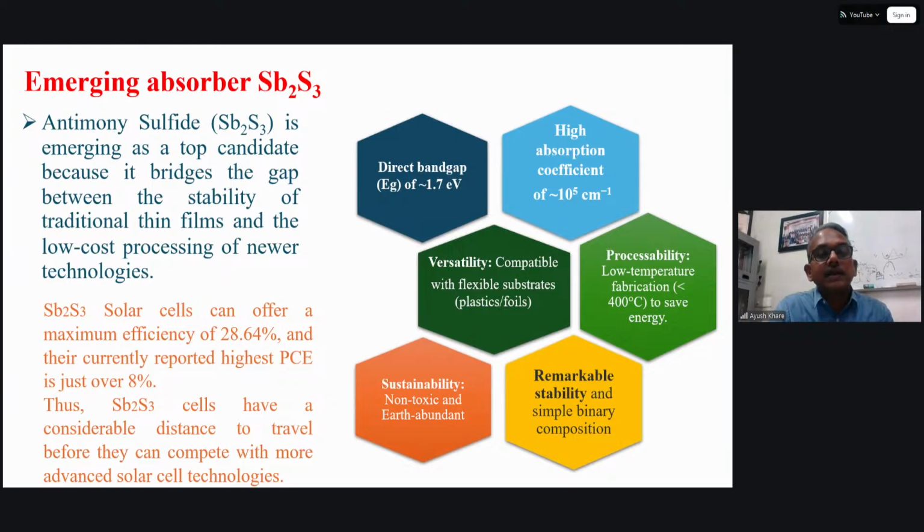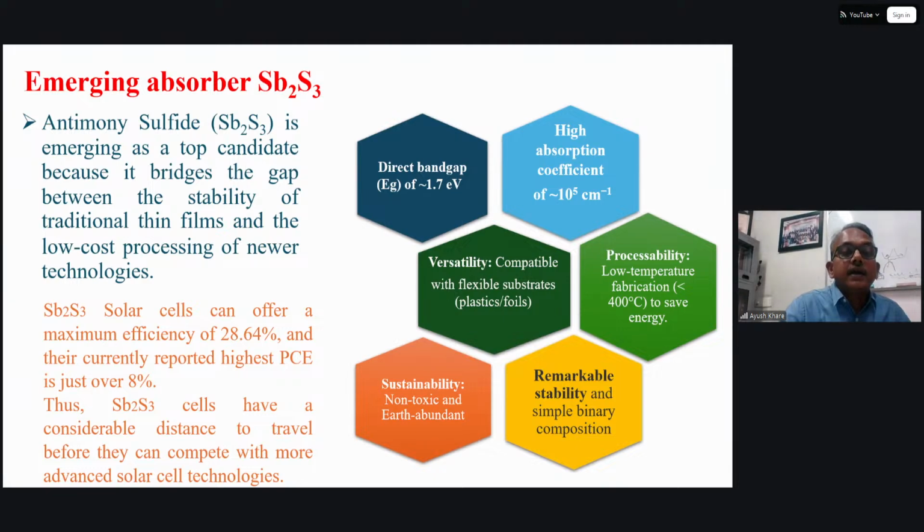So basically they are direct band gap materials with a band gap of 1.7 electron volt, right? And the absorption coefficient is around 10 to the power 5 per centimeter. They are versatile because they can be deposited on hard substrates, plastic substrates, or foils. Their layers can be deposited with different techniques where temperature up to only 400 is required, and no toxic materials are involved. They are earth abundant, so these features make Sb2S3 solar cells good for solar photovoltaics.